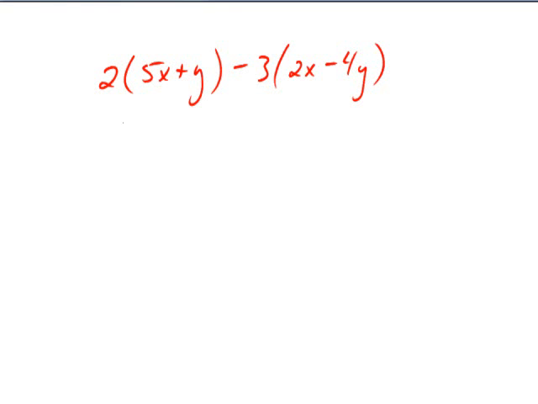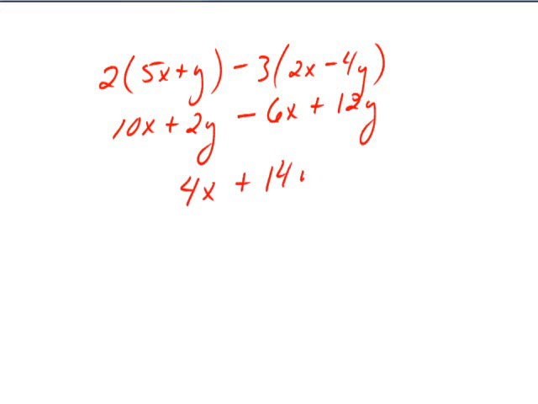If I distribute the 2, I get 10x plus 2y. If I distribute the negative 3, I have negative 6x plus 12y. Remember, we need to distribute the negative 3, multiplying it by both of the terms in the second parenthesis. If we combine like terms now, we have 4x plus 14y.